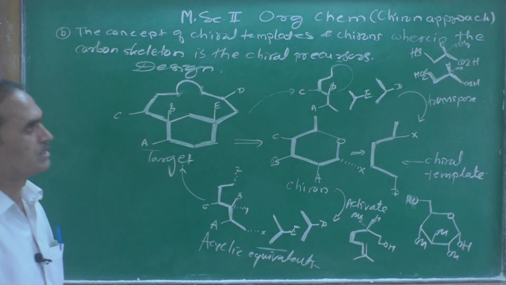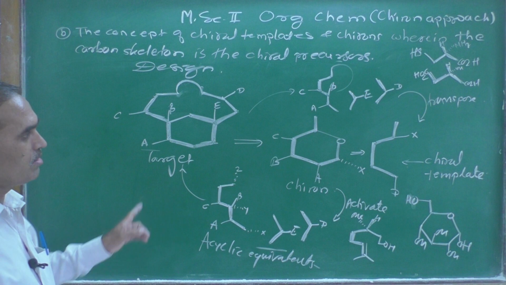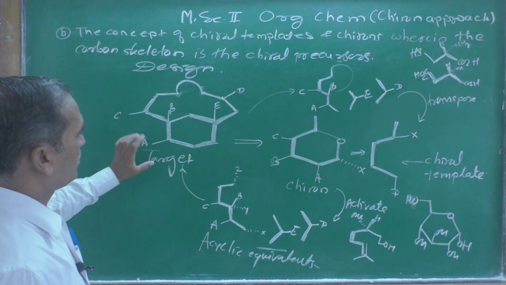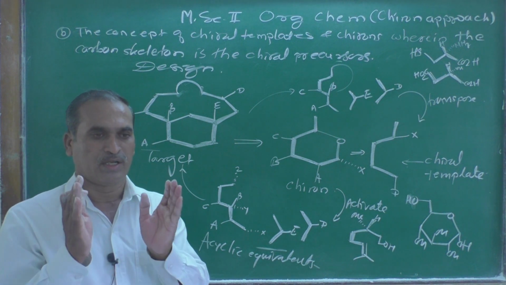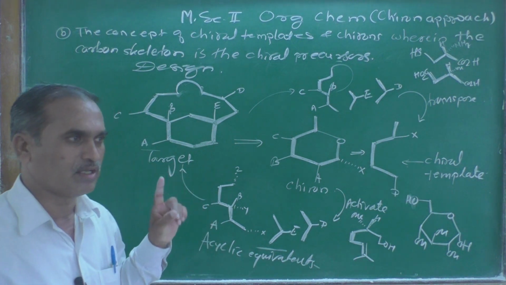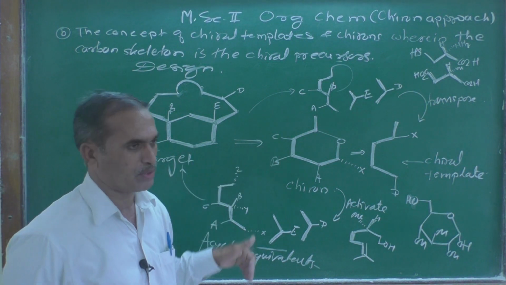These are the acyclic equivalent, and this is all about the chiron and the chiral template. Look at this: this is a target molecule, and as we know, what does target molecule mean? The molecule whose synthesis is being planned is known as a target molecule.